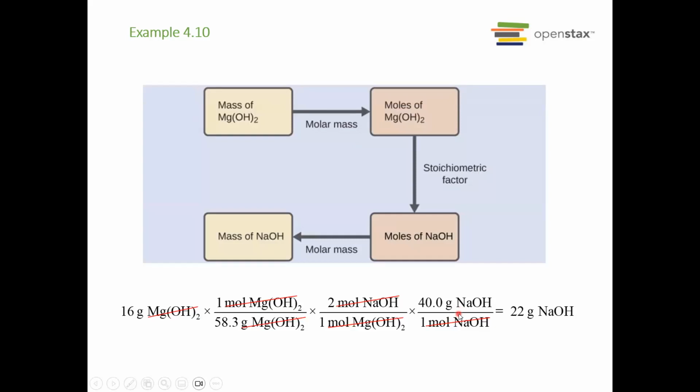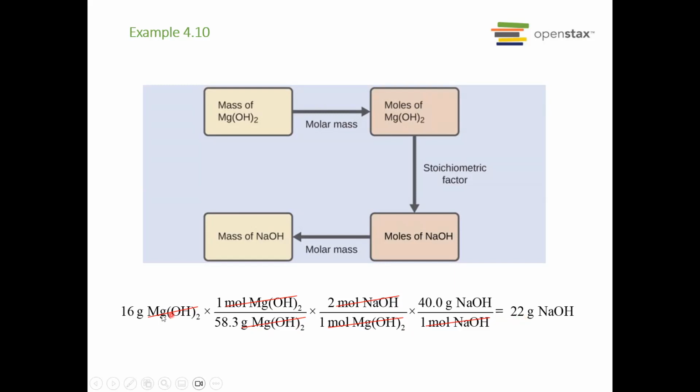And then the molar mass, just that final step again, but it's the molar mass of the new substance, the substance that we're trying to find information about. So with the 40, that's just 1 sodium, 1 oxygen, 1 hydrogen added up. 58.3 is the same thing with 1 magnesium, 2 oxygens, 2 hydrogens there.